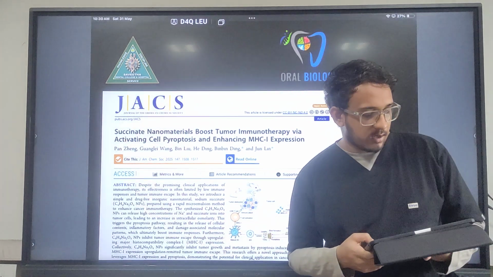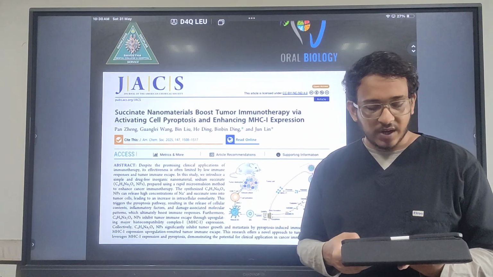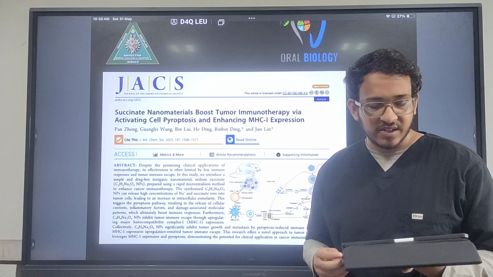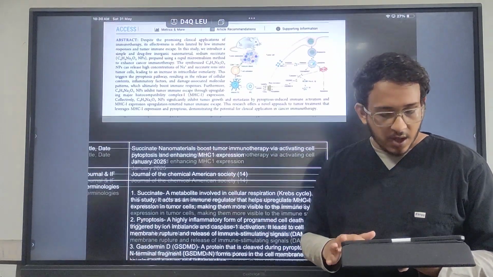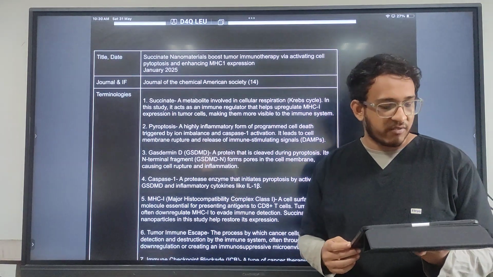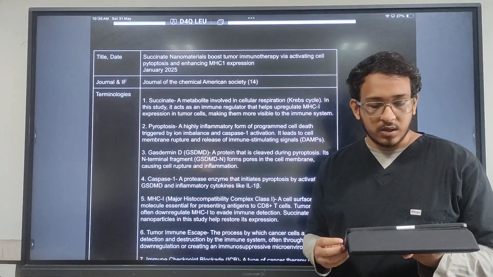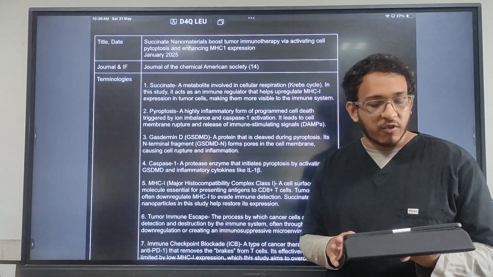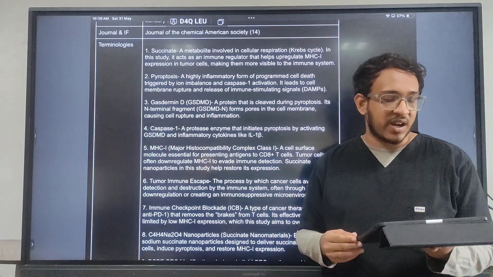Good morning everyone. So today's journal club topic is succinate nanomaterial boost tumor immunotherapy via activating cell pyroptosis and enhancing MHC1 expression. This article was published in January 2025 in the Journal of the American Chemical Society with an impact factor of 14. Following are the terminologies that we should know before understanding this article.